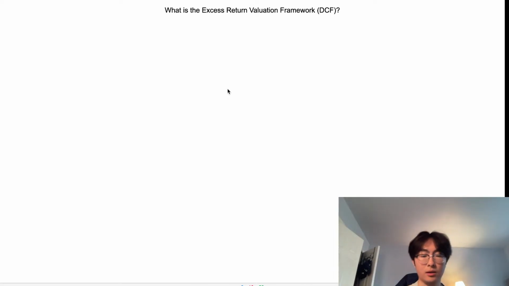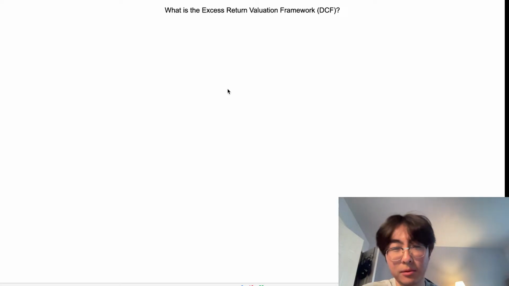Okay, this one's kind of shaky. The excess returns valuation framework is another way of valuing a company. I think it has to do with finding the present value of the cash flows in excess, whether below or above the normal cash flows that you would expect to receive for some required rate of return or expected return.